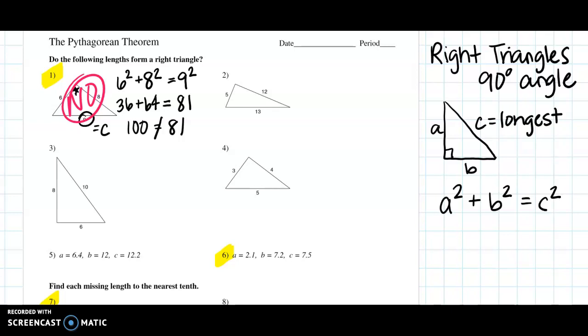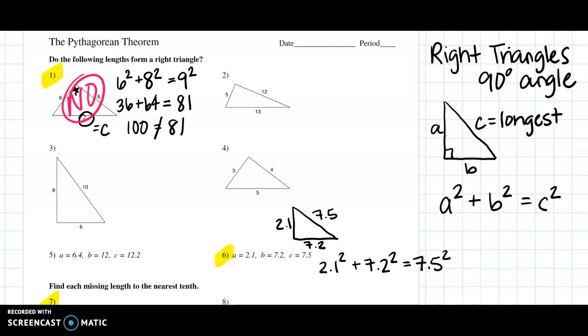Let's do the same with number 6. Number 6 is describing a right triangle that would have side lengths of 2.1 for A, 7.2 for B, and 7.5 for C. So our question is, is 2.1 squared plus 7.2 squared equal to 7.5 squared?